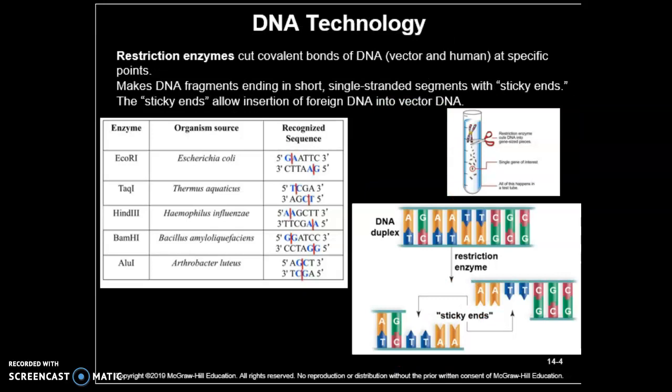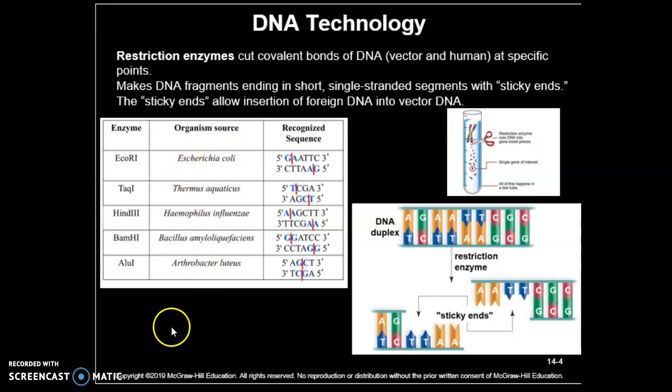Okay, so how do we isolate certain genes? Let's say we're going to do gene therapy, and we need copies of a very specific gene. We need to be able to cut that specific part out. So we use a tool called restriction enzymes. Restriction enzymes are able to cut the covalent bonds of DNA. Remember, the covalent bonds are on the sugar phosphate backbone of DNA. So they're able to cut those covalent bonds in very specific places so that we can target certain areas.